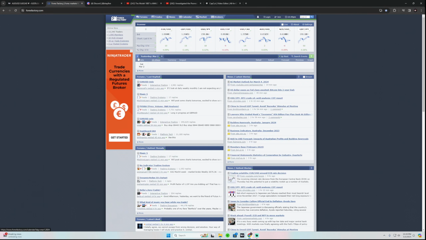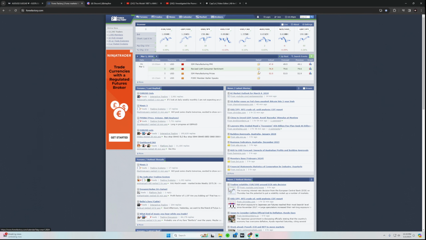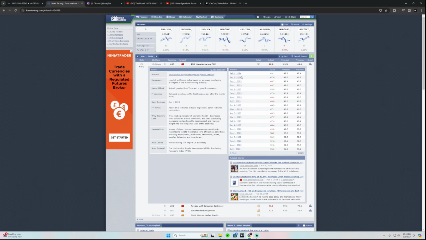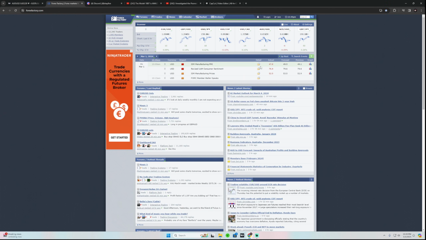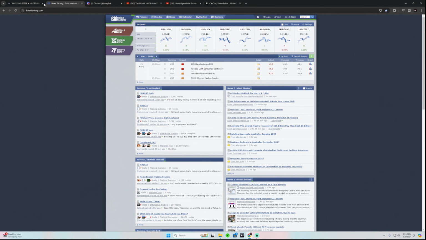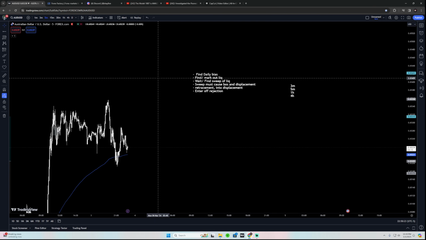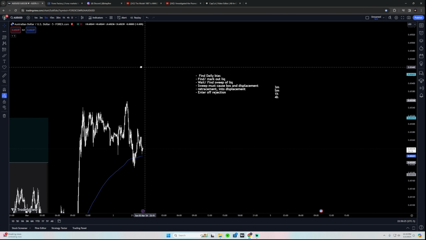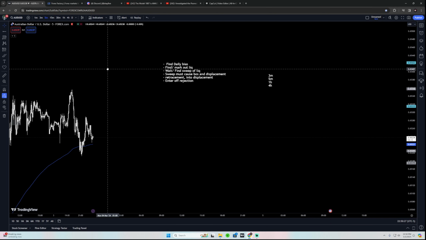So, say there was news. You're going to want to go here, get more, see what colors pop up. Red is down, green is up. If it's red, look for a bear daily bias. If it's green, look for a bull daily bias.